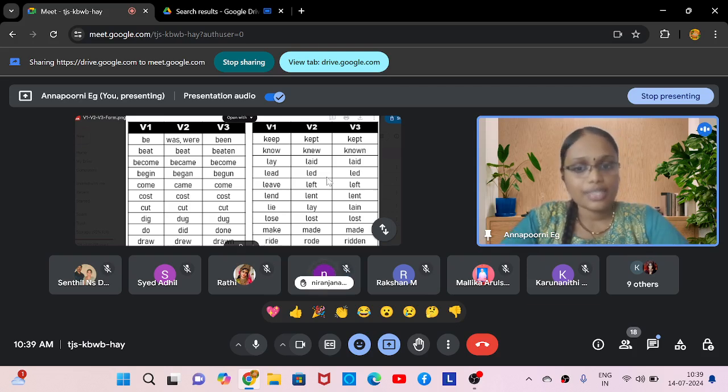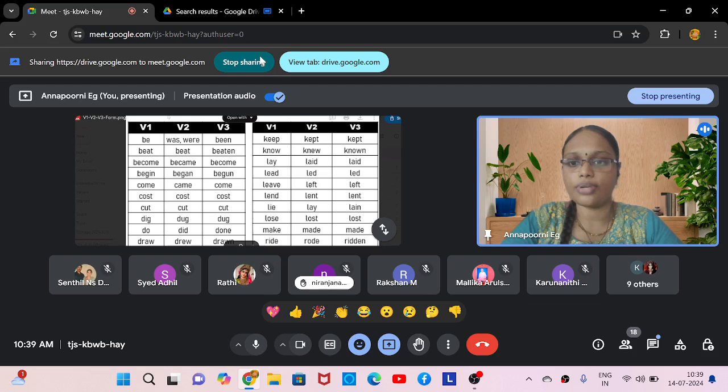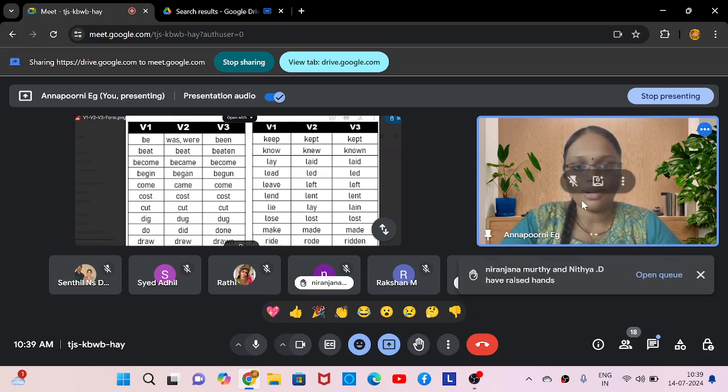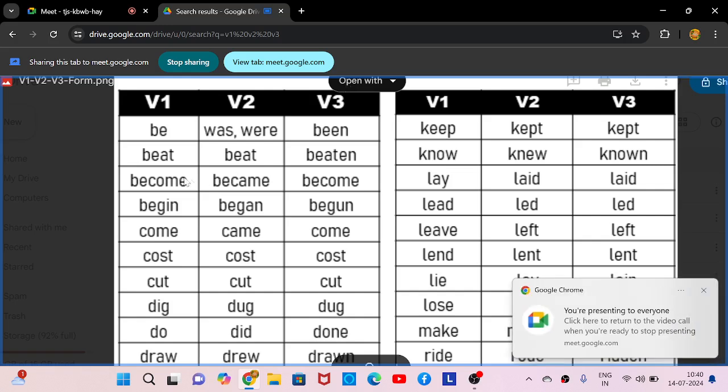So be is the V1 form. Was and were are the V2 forms. And been is the V3 form. So just remember this: be, was and were, and been. Okay, from the second one, it will be easy for you. I want anyone to read the first 5 verbs. Okay, Aradhana, you can read the first 5. After Aradhana, I will be calling Deeksha. After Deeksha, it is Prakshana. Okay? Yes, Aradhana, please read the first 5.